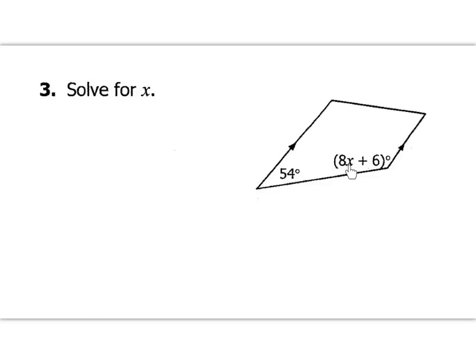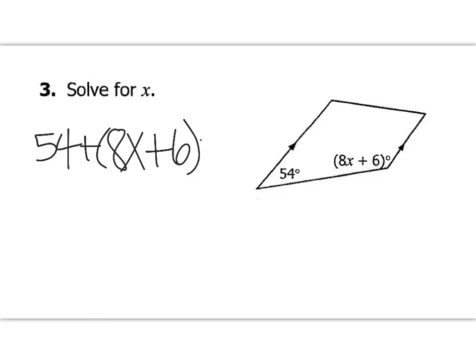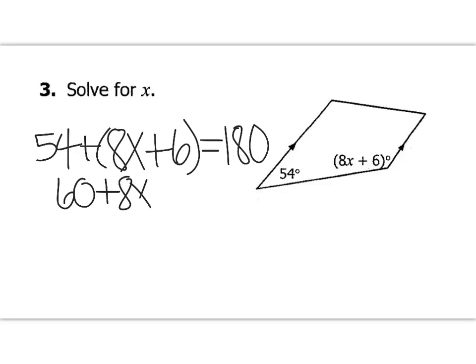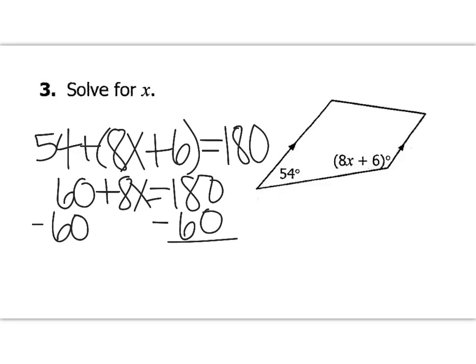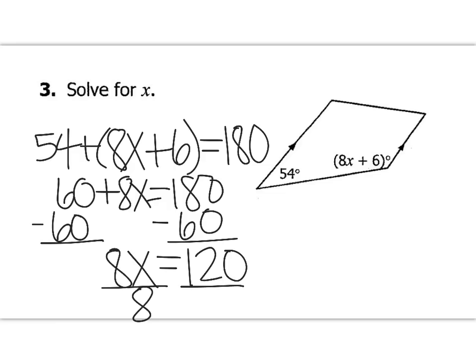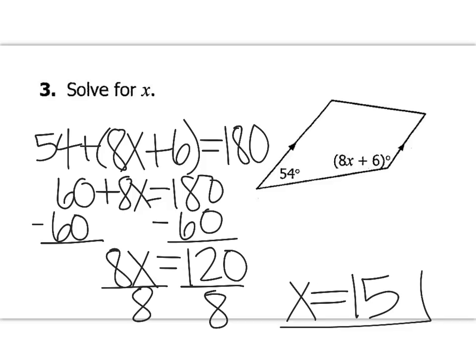So if we say 54 plus 8x minus 6, 54 plus 8x plus 6, it's going to equal 180 because they are supplementary. Now it's just algebra and we want to solve for x. So combine like terms and we get 60 plus 8x equals 180. Subtract 60 from both sides. 8x equals 120. Divide by 8 and x equals 15. Our problem's asking us to solve for x, so we're done.